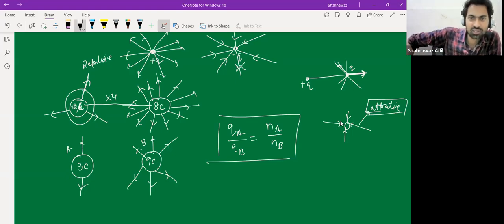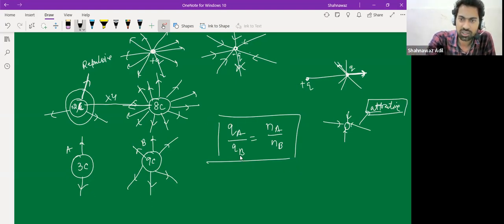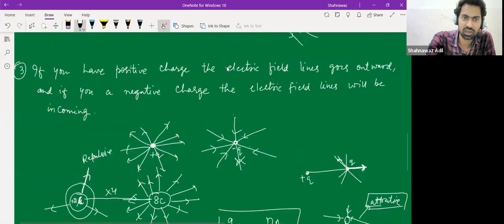So this was my next property, but okay. Did you guys understand this part, that the number of the electric field lines is directly proportional to the ratio of the charges? Understood? Yeah, so please note down this part.